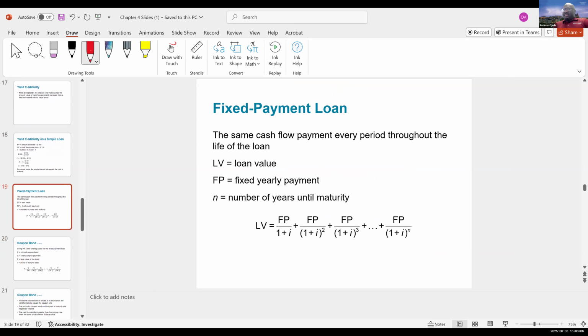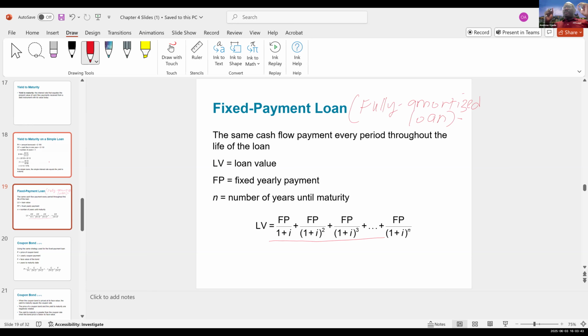Let's talk about the second financial instrument, a fixed payment loan. A fixed payment loan is different from a what? From a simple loan. Okay. So the formula for a fixed payment loan is given by this. So first of all, a fixed payment loan is also called, in finance, from the concept of amortization, a fully amortized loan. Okay? Another name for this, fully amortized loan.